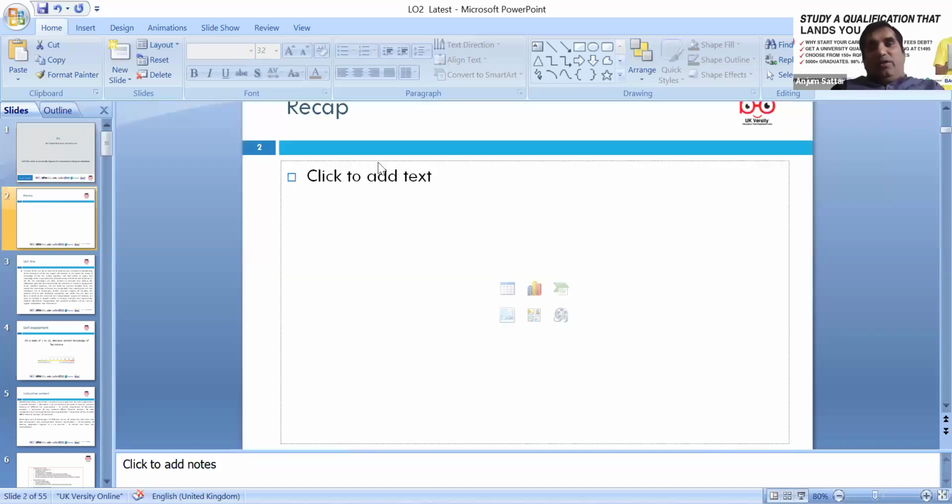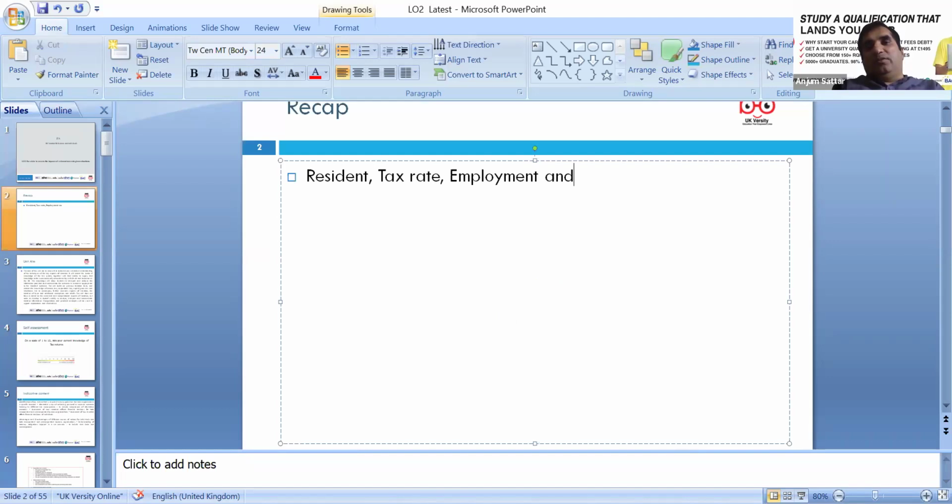Okay, during the last lesson, we discussed who is the resident. We discussed the tax rule, residency, and then we had a discussion about the tax rate. We discussed employment, saving income, and inheritance tax. These were the key points that we discussed during our last lesson.